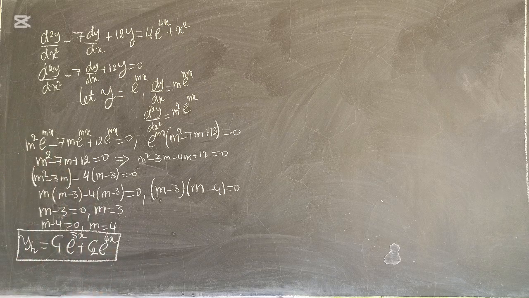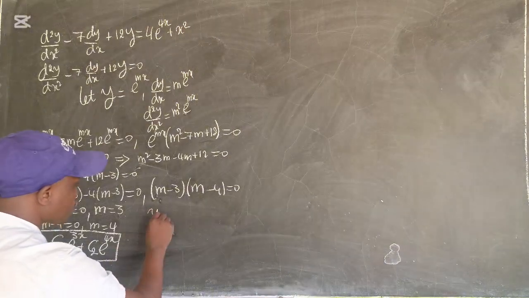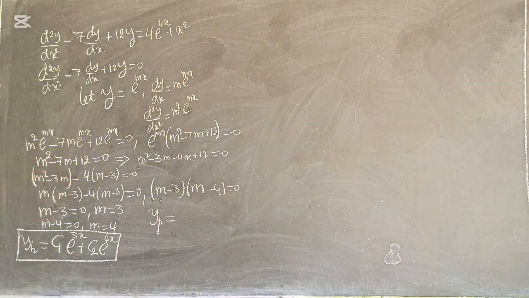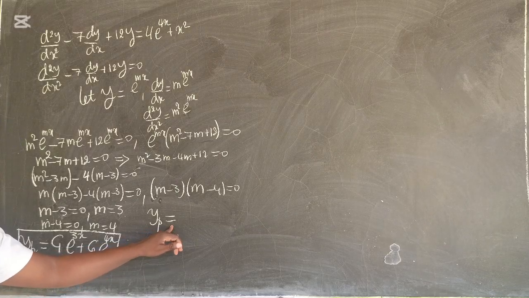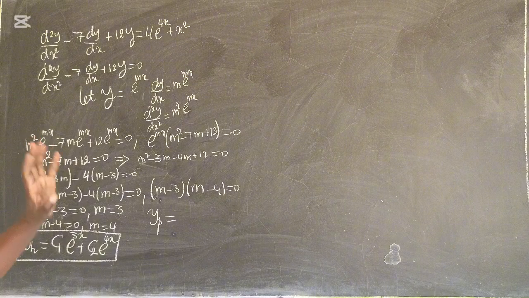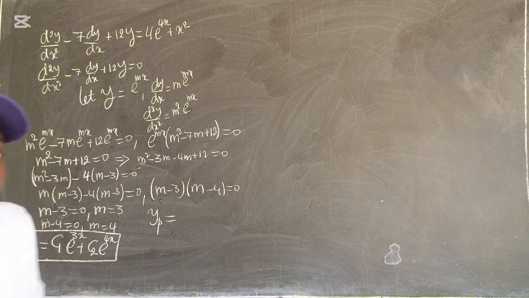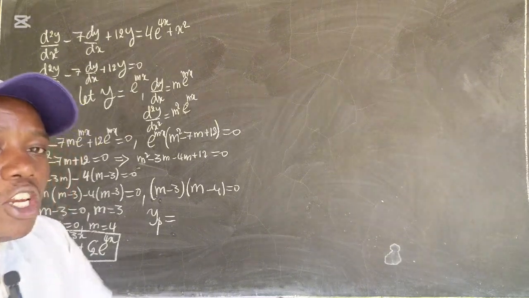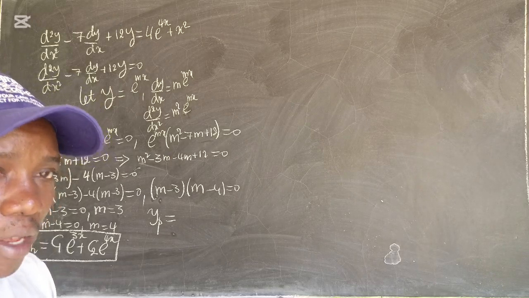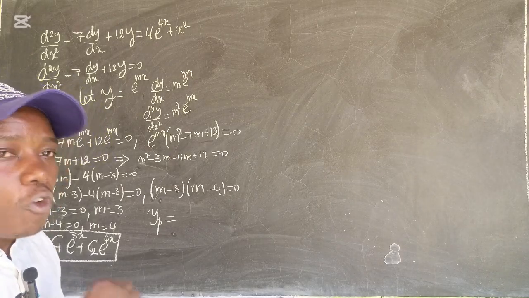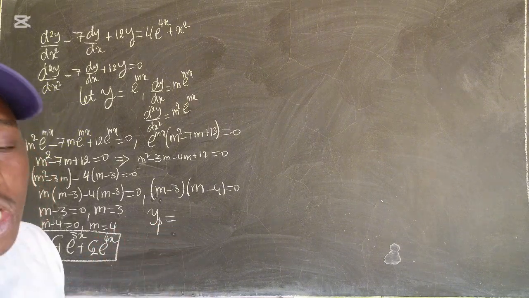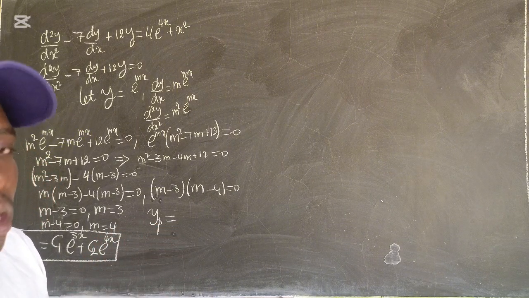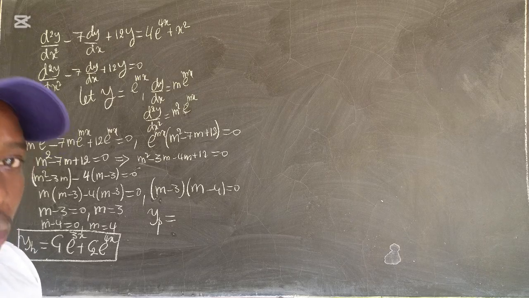We need the particular solution, which is yp. To find this particular solution, we can use the method of variation of parameters. But I will not focus on that; I'll be showing how to solve this differential equation by using the determinant method. That's what we'll be using.